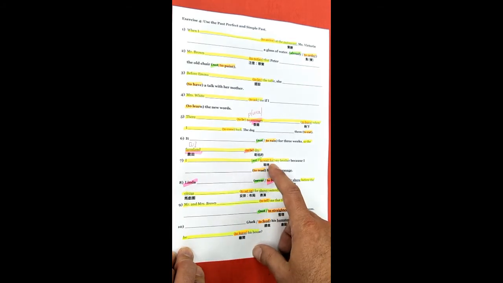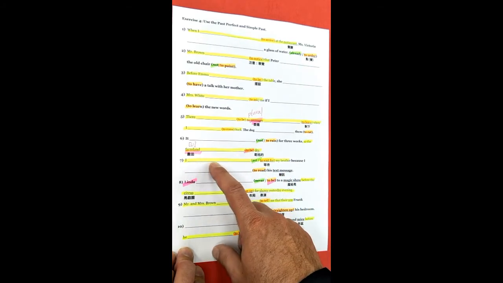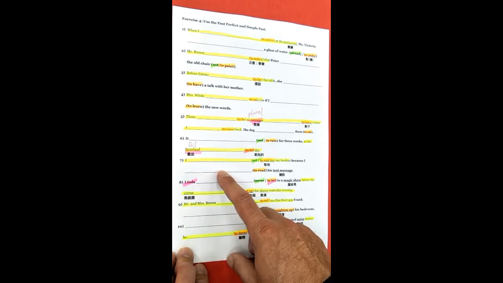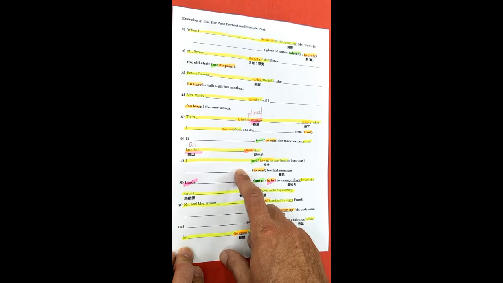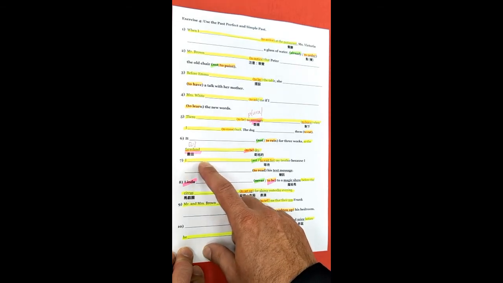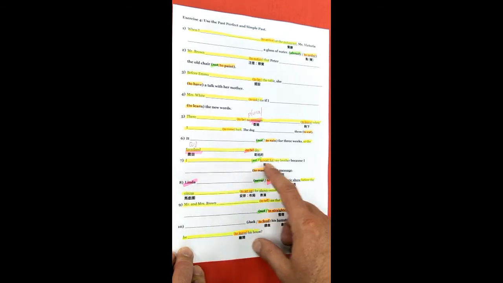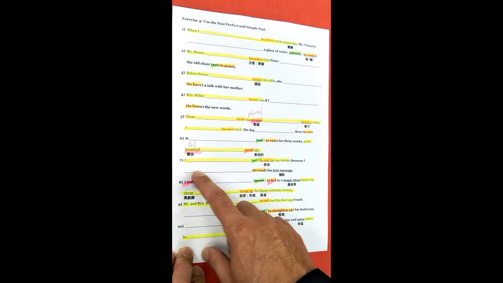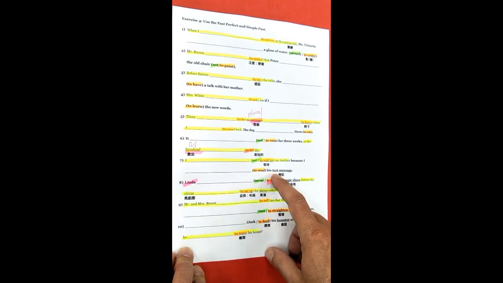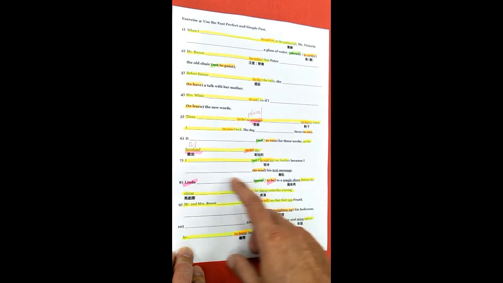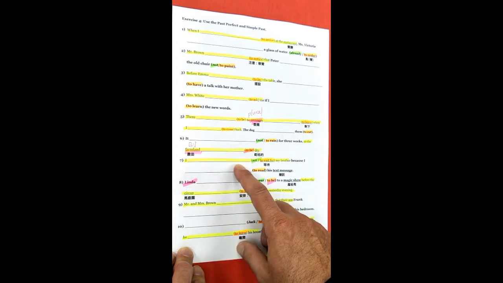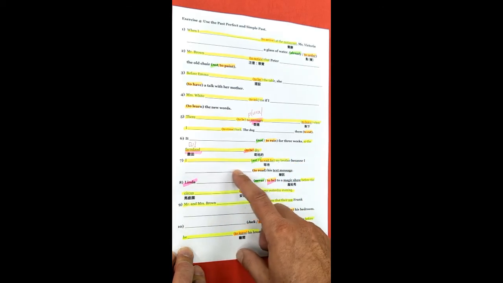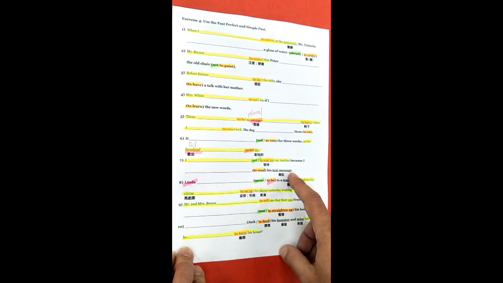7, to wait for. Wait, waited, waited. To read. Read, read, read. I didn't wait for my brother because I had read his text message.